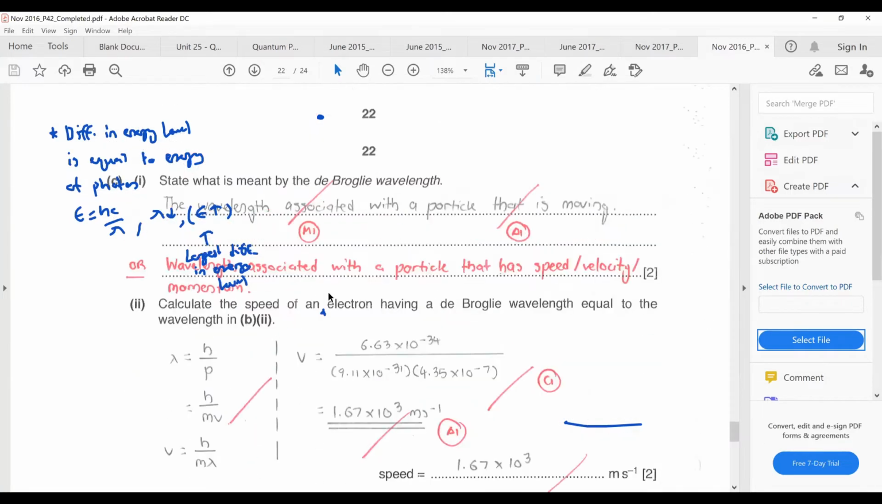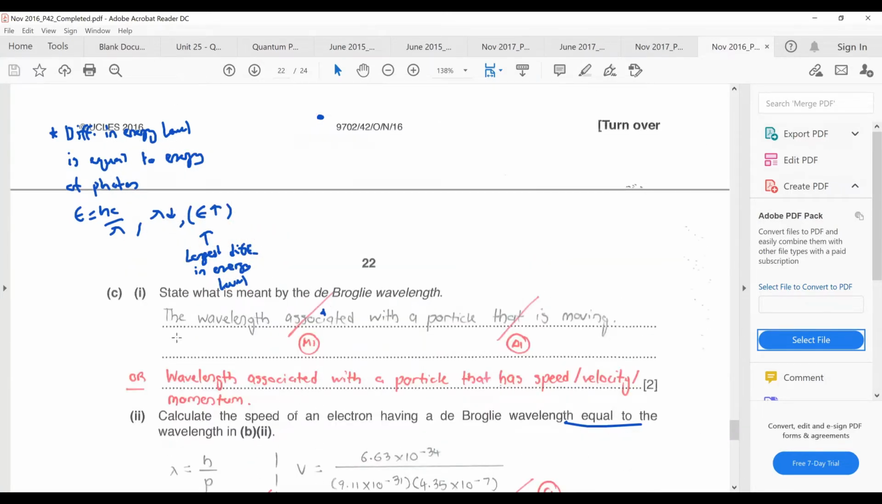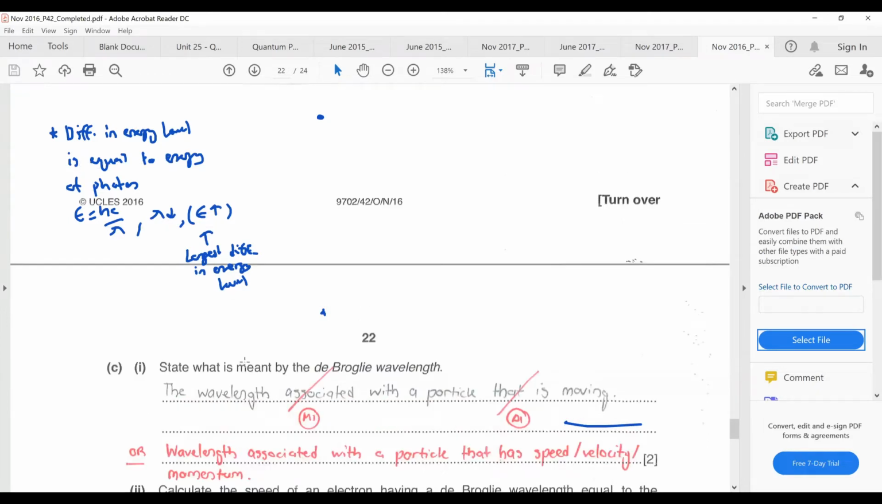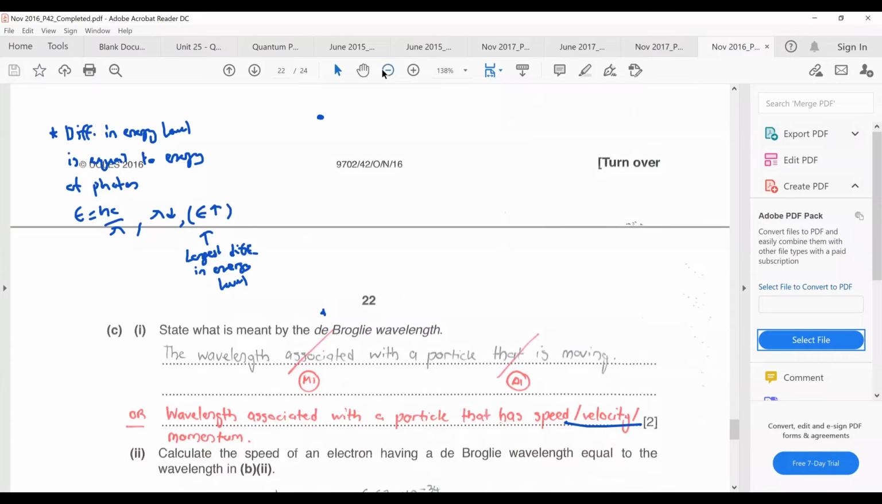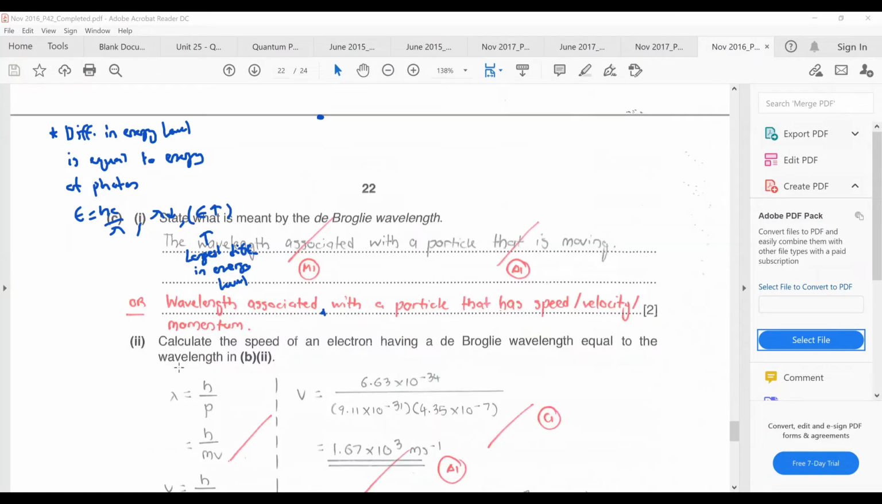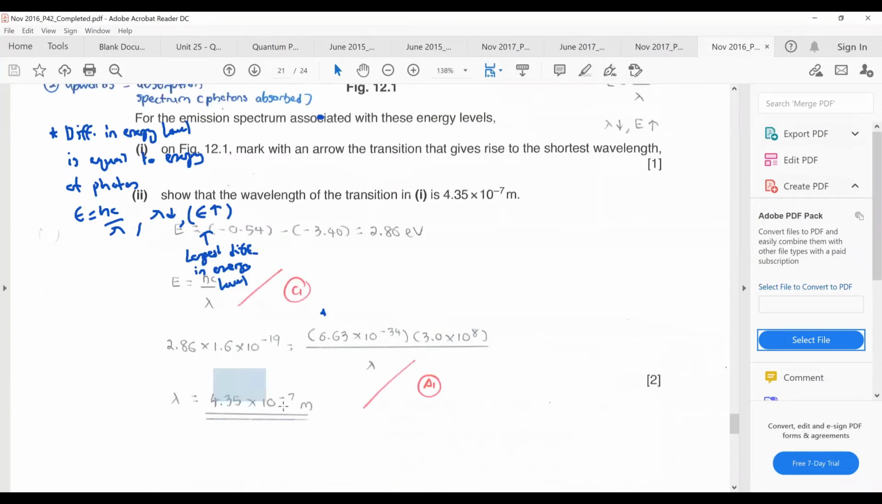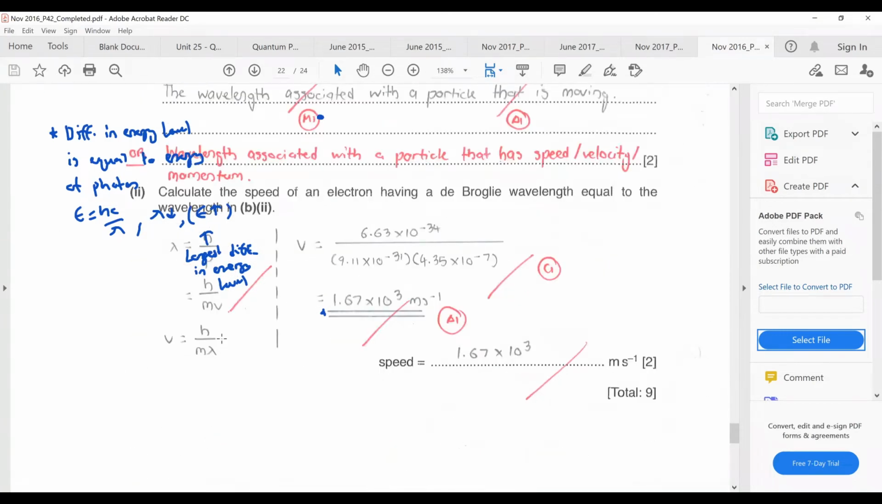This one I think I can just skip through. Now state what is meant by de Broglie wavelength. De Broglie wavelength is actually just the wavelength associated with a particle that is moving. This one just copy from your notes, then no issues. Now calculate the speed of electron having de Broglie wavelength equal to the wavelength in B2. This one is just asking you, if you want to have an electron having the same wavelength as this, what is the speed with which it should move?